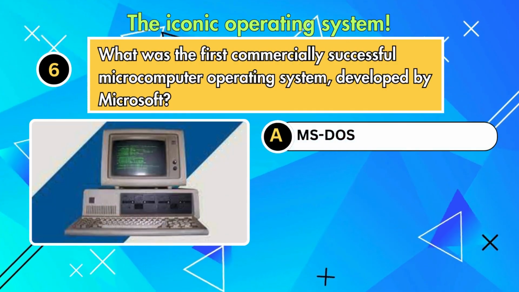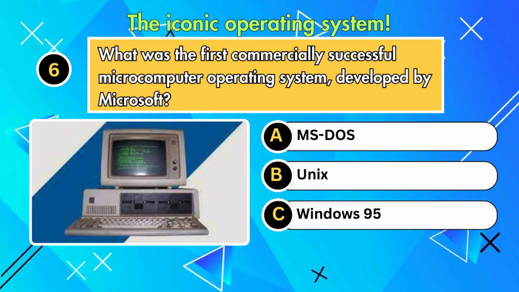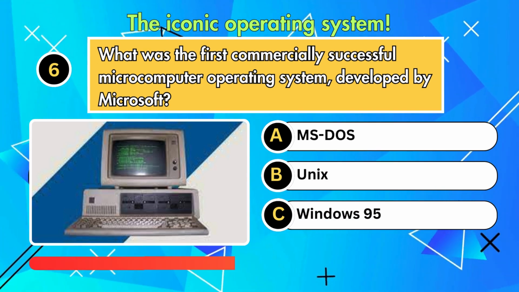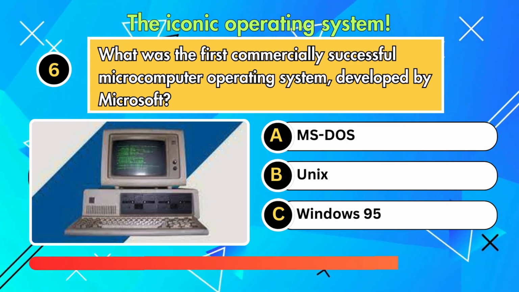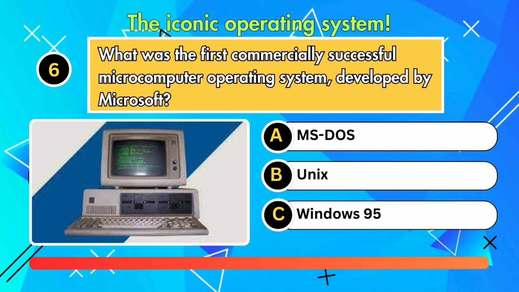What was the first commercially successful microcomputer operating system, developed by Microsoft? Option 1, MS-DOS. Option 2, Unix. Option 3, Windows 95.